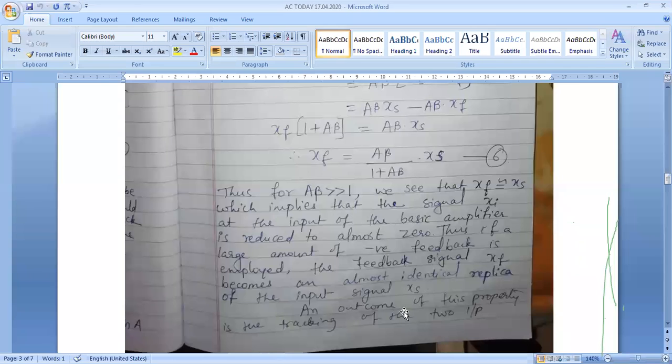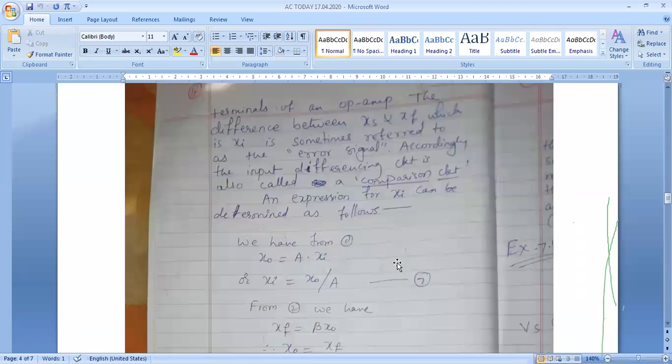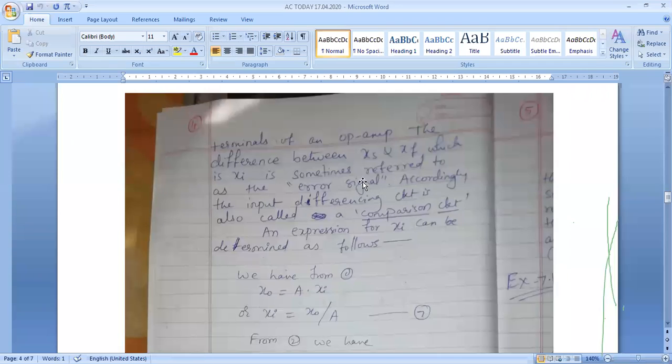And this property is actually used for comparing the inputs, correct? So the network we design is also called a comparison circuit. Here the difference between XS and XF, which is nothing but Xi, is sometimes referred to as the error signal, and the circuit is known as a comparison circuit. Now let us derive an expression for Xi, correct?